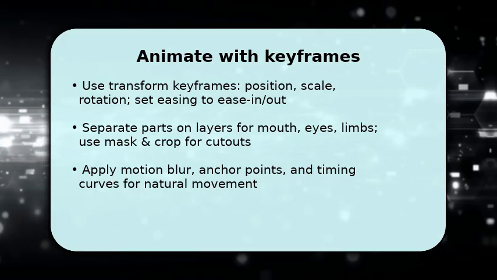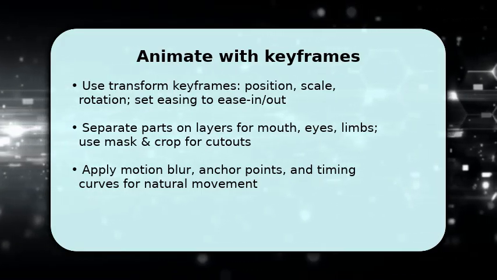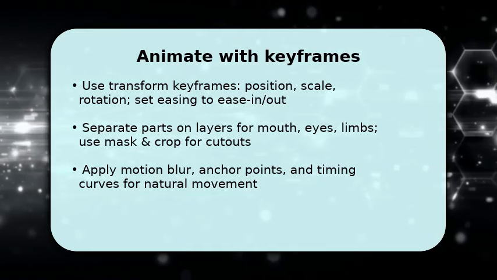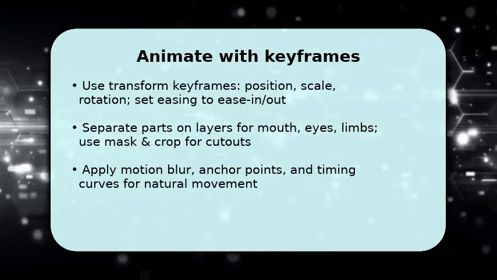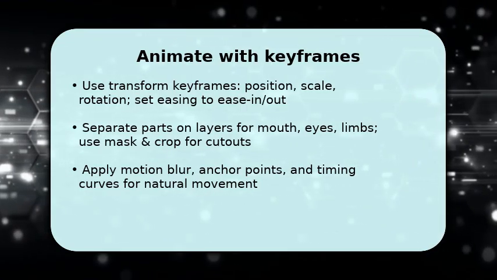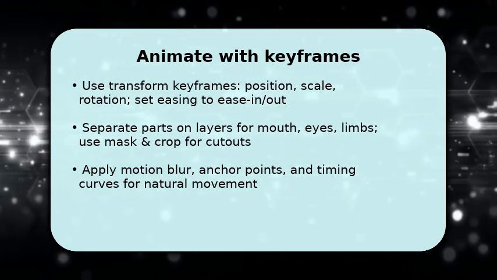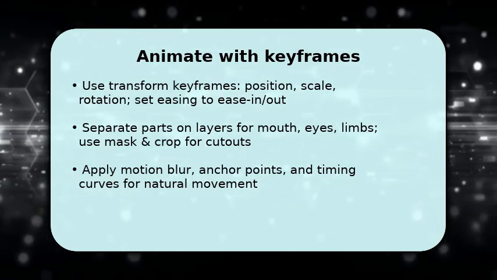Break the character into parts: eyes, mouth, limbs, so you can tween them independently and use masks to hide or reveal edges. Once keyframes are placed, refine the timing with easing and motion curves to avoid robotic motion. Make anchor points logical: hips for body, shoulder for arm. As you go, scrub the timeline and adjust spacing until movement looks intentional and smooth.